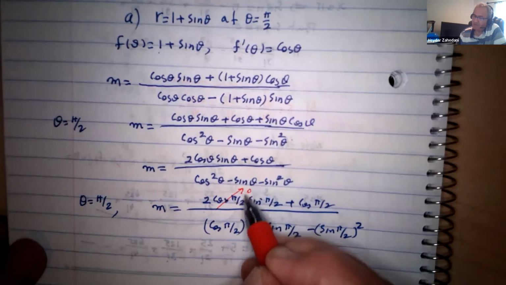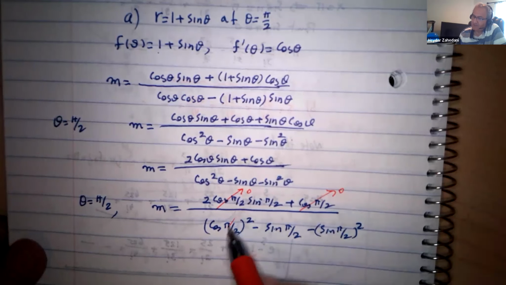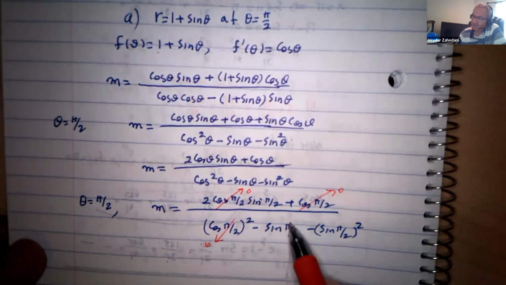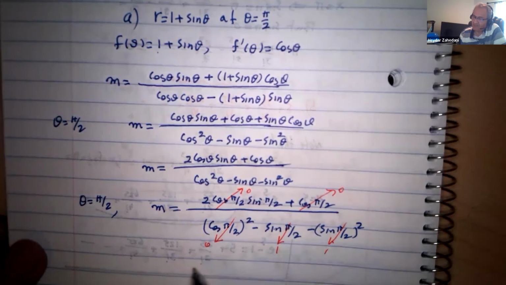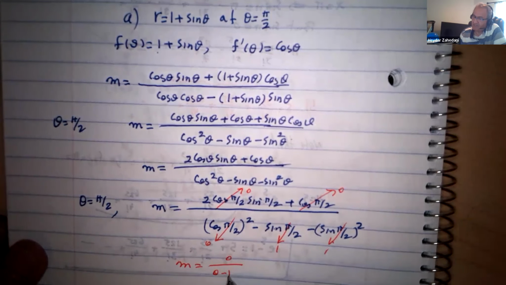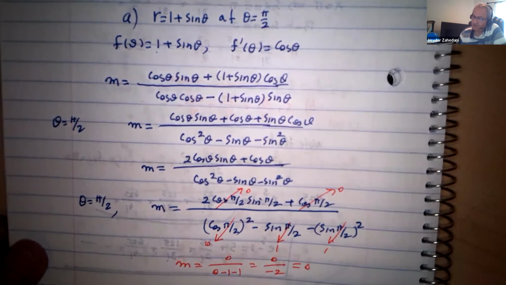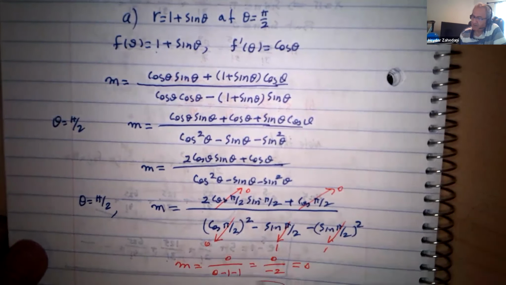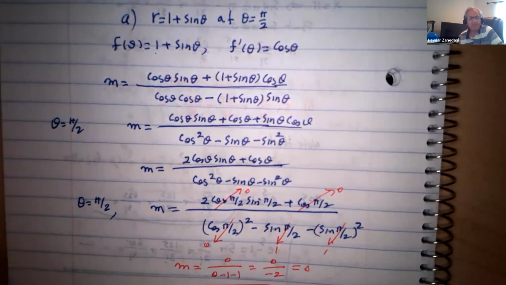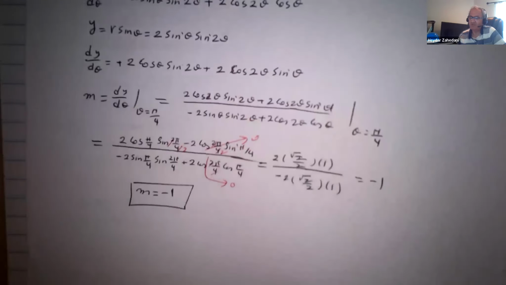So cosine is 0, that would be 0. That would be 0 too, so the top would be 0. This is 1, and this is 1. So m is equal to 0 on the top, and on the bottom 0 minus 1 minus 1. It will be 0 over negative 2, which is 0. So the slope would be 0. And then you're done. Not a big deal really to get this number. Again, you have a solution, and this is the solution for the second part.